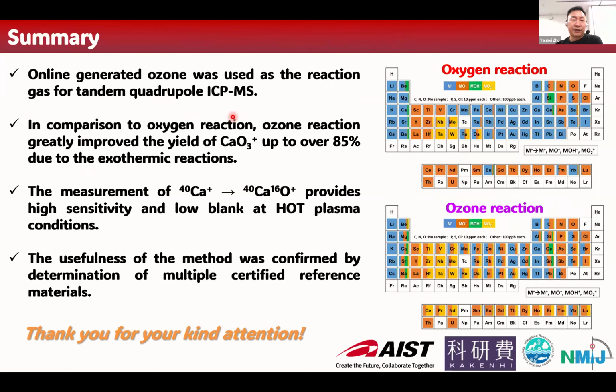Here, I summarize my presentation. Online generated ozone was used as a reaction gas for tandem quadrupole ICP-MS. In comparison to the oxygen reaction, the ozone reaction greatly improves the yield of calcium trioxide ion up to over 85% due to the exothermic reactions. And the calcium to calcium trioxide transition provides a high sensitivity and low blank even under hot plasma conditions.